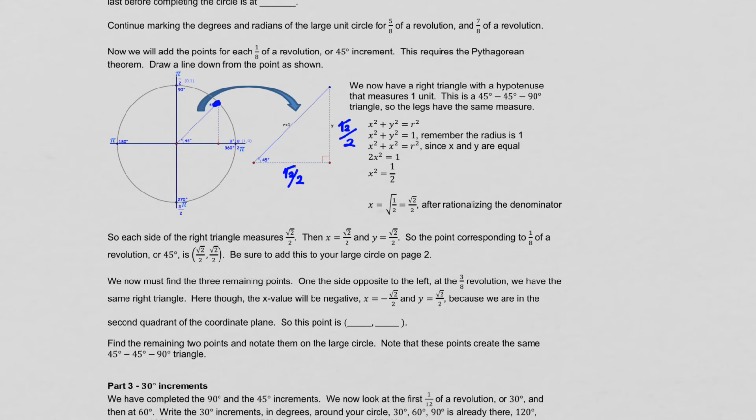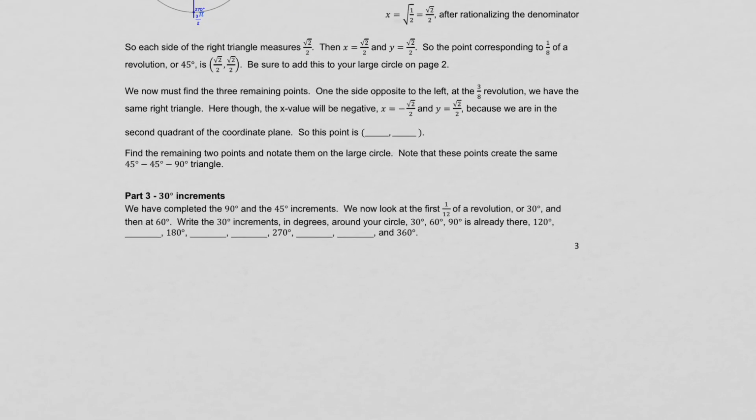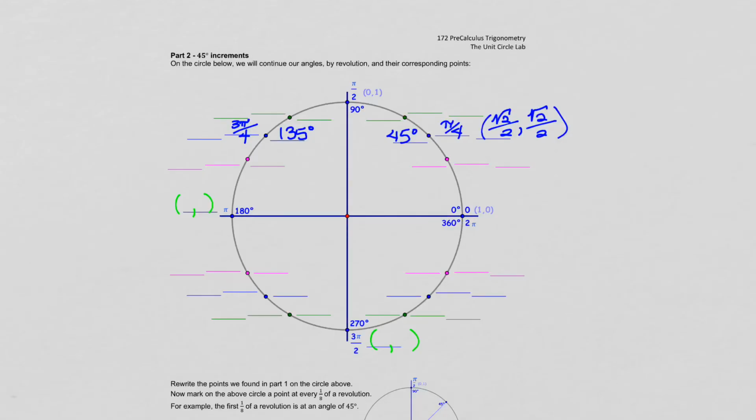Okay, part 3 asked us to go through each 1/12 of a revolution, or every 30 degrees. So, write the 30-degree increments in degrees around your circle. So 30, 60, 90, and 120 are already there. No, 60 is not there, and 30 is not. So let's put it in. So here's 0. Right here we would have 30 degrees. Then another 30 degrees is 60 degrees.